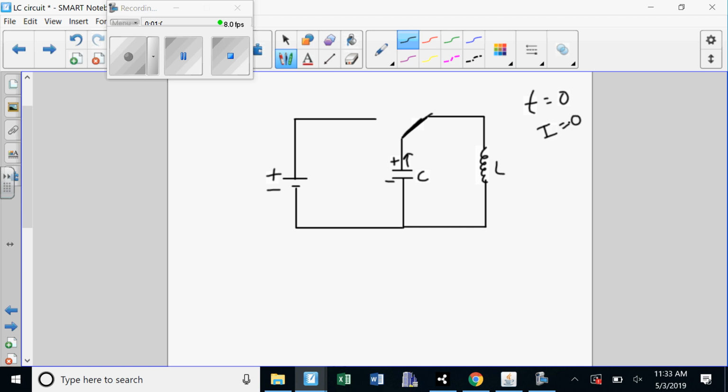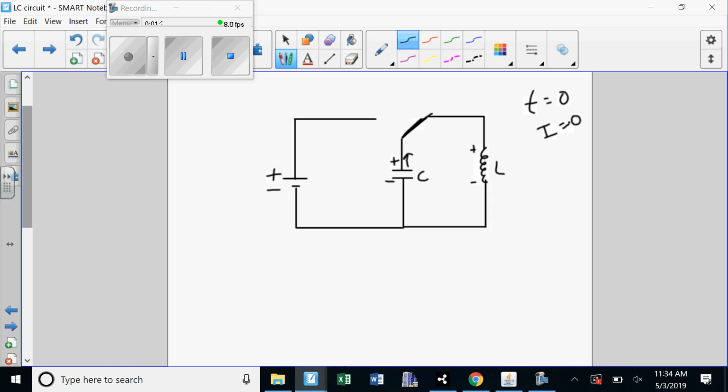So if I want to go ahead and do a Kirchhoff loop rule, I need to figure out the plus and the minus on the inductor itself. And it's going to have to oppose the capacitor. One, because we know that's what the inductor wants to do, but also because we know that the sum of the voltages have to add up to 0. So it has to be opposite the capacitor at all times.